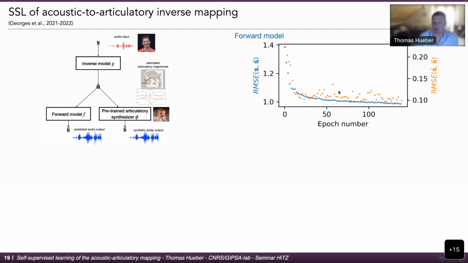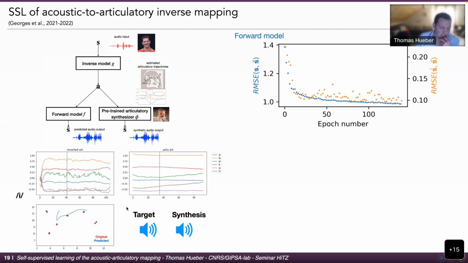It is also because sometimes we have very, very bad predictions. If we have a very bad prediction, we are trapped in some kind of local minimum that leads to a very, very poor speech signal. But at the end, we are able to learn this inverse mapping, again in a self-supervised manner. We never provided any acoustic-articulatory pair.